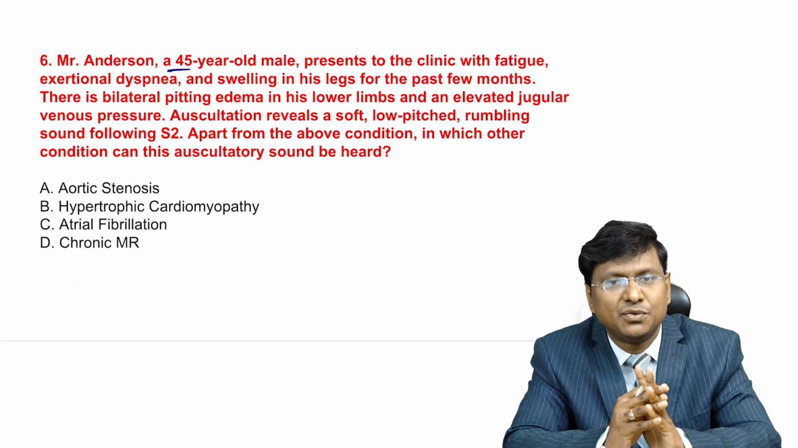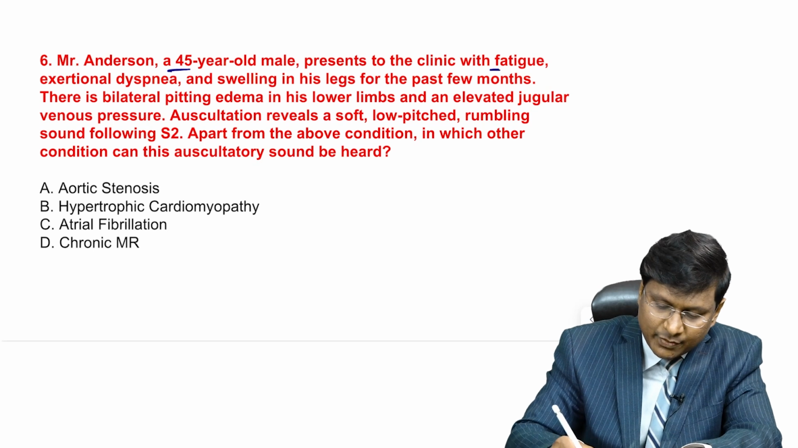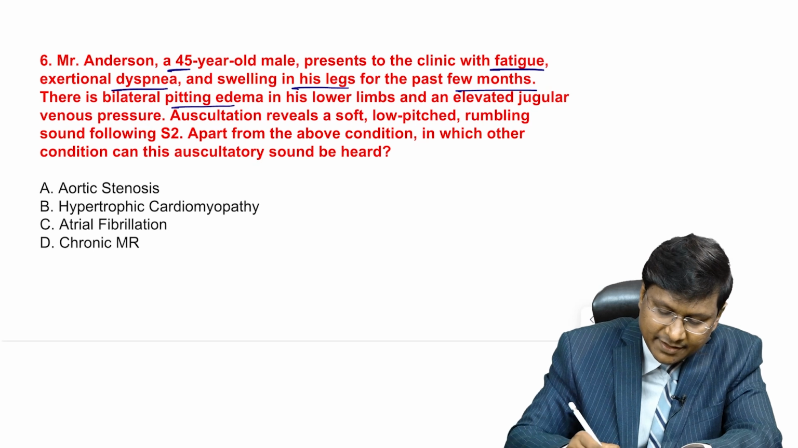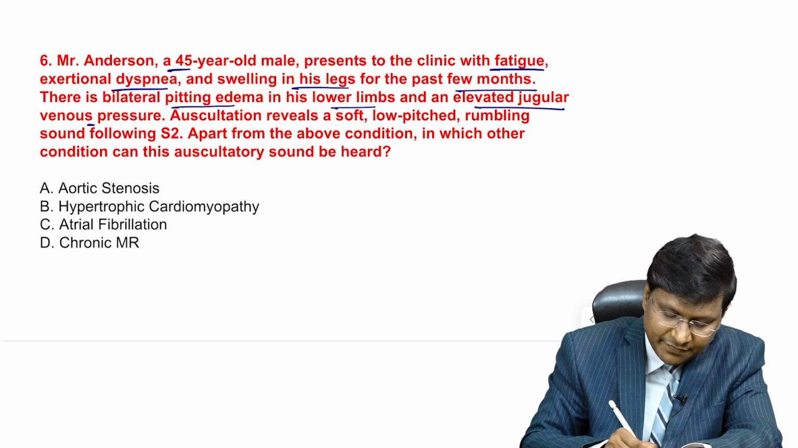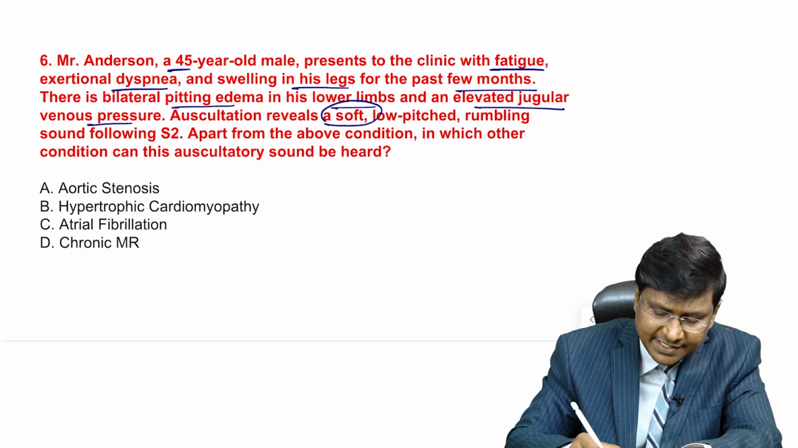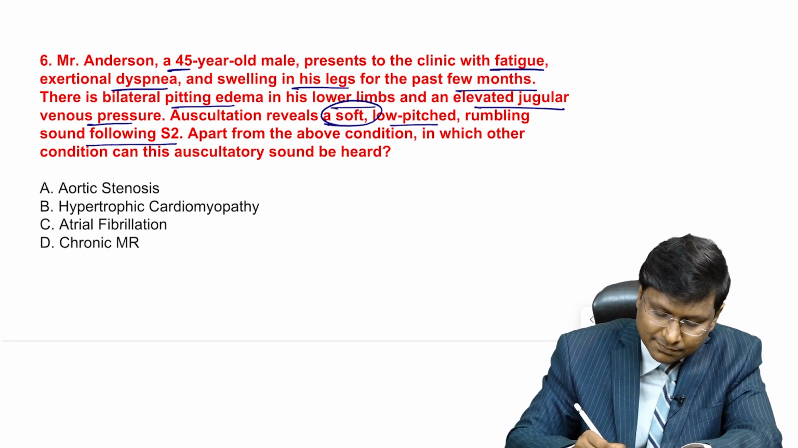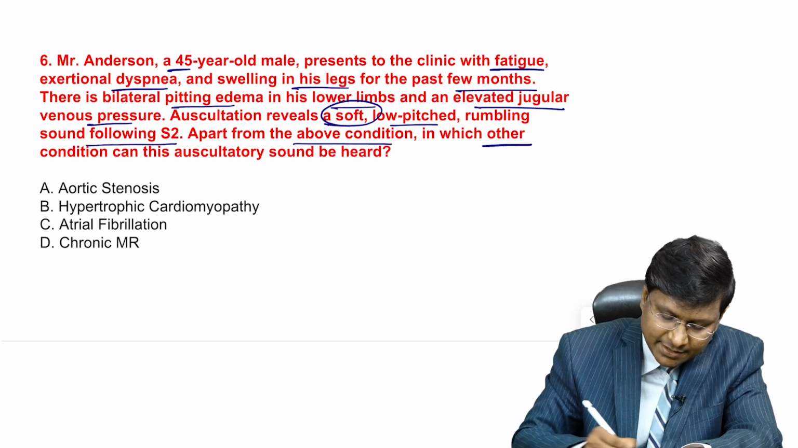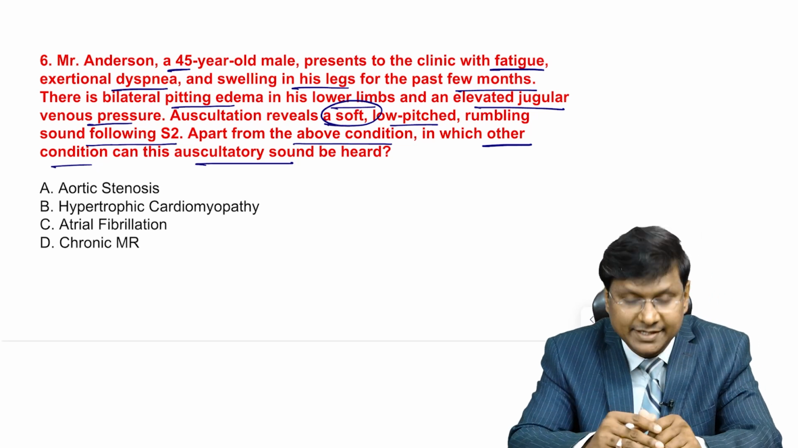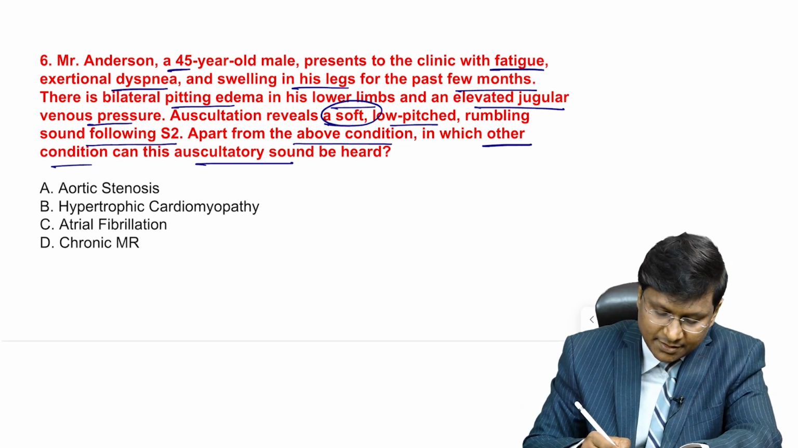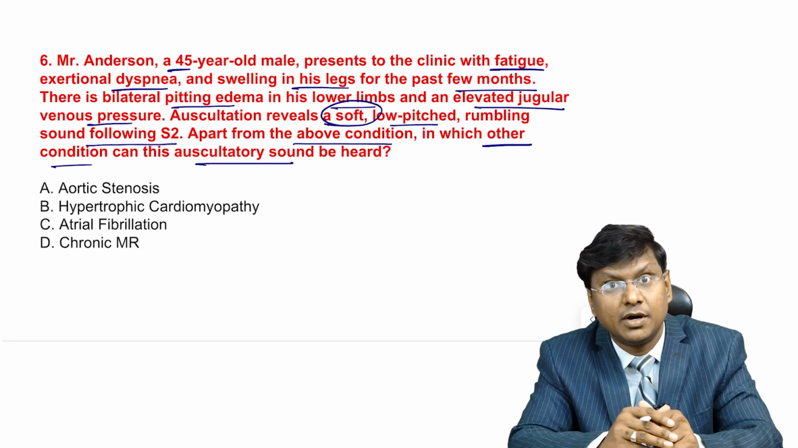We have a 45-year-old male who presents to the clinic with fatigue, exertional dyspnea and swelling in his legs for the past few months. There is bilateral pitting edema in his lower limbs and elevated jugular venous pressure. Auscultation revealed a soft, low-pitched rumbling sound following S2. Apart from the above condition, in which other condition can this auscultatory finding be heard? AS, hypertrophic cardiomyopathy, atrial fibrillation, and chronic MR.